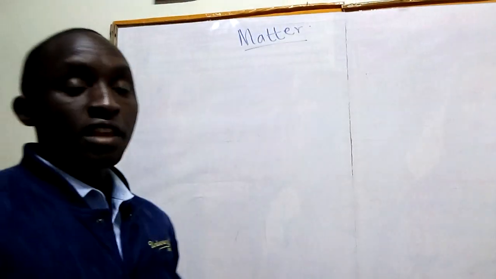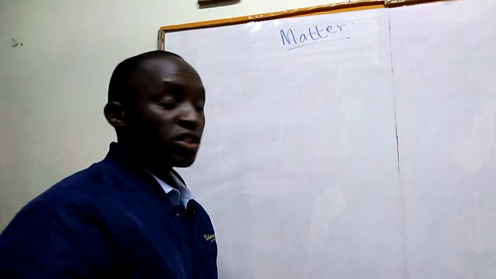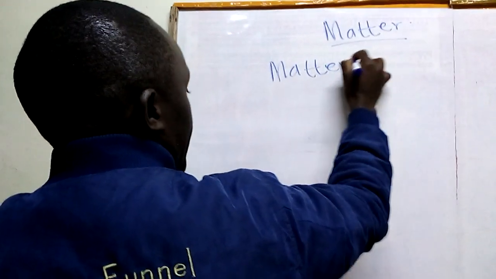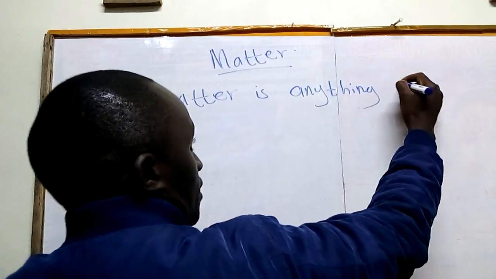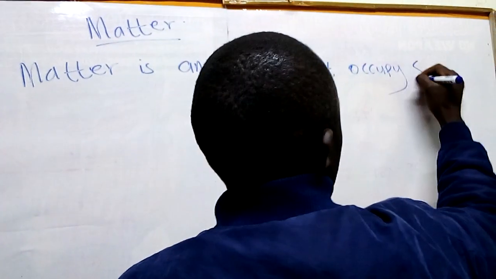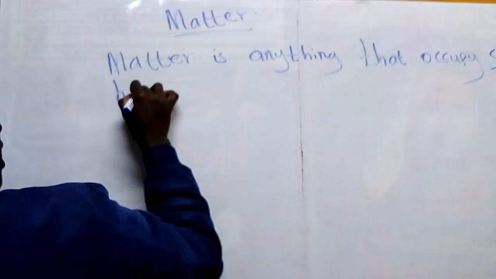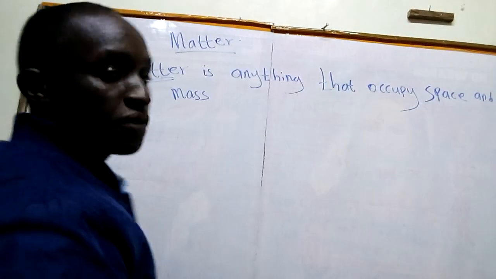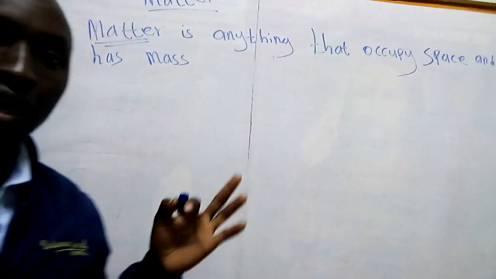If you are told in the question to explain the meaning of the term matter, you're supposed to say that matter is anything that occupies space and has mass. Therefore, this is the scientific definition of the term matter. Matter is anything that occupies space and has mass.